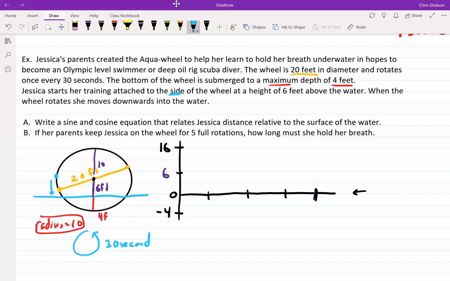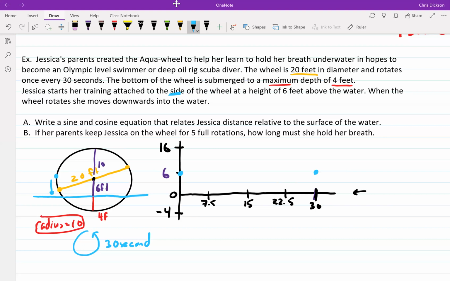So she's going to start at a height of 6. She's going to go downwards. And then basically after the period, she should be back to where she started from again. So what is the period here? Well, the period to go around the wheel is 30 seconds. So she's got a pretty slow rotating wheel here. So this would be 30. This would be 15. This would be 7.5. And this would be 22.5 here.